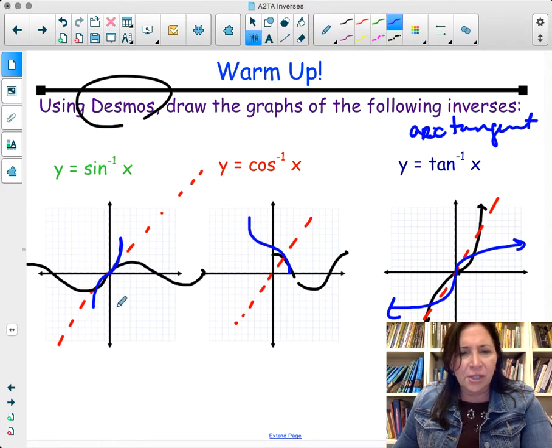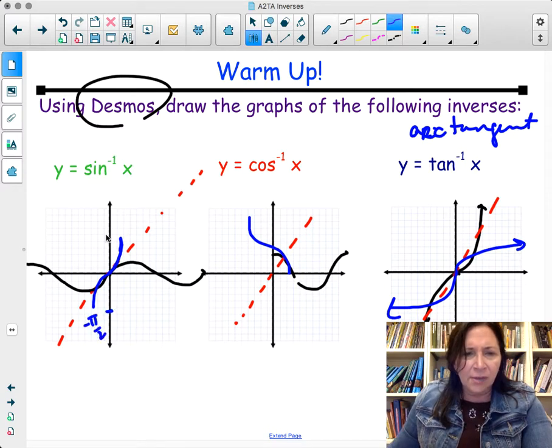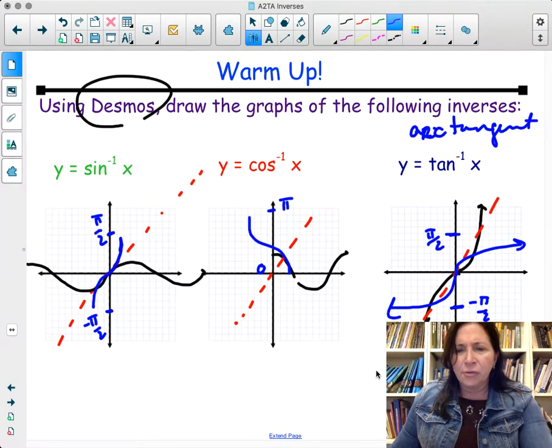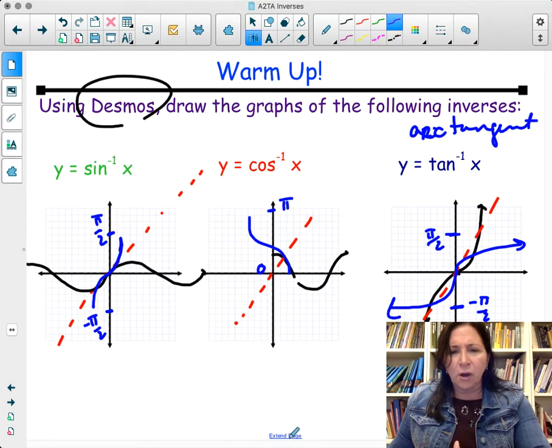So we have restrictions, meaning this value down here being negative pi over 2, this value up here, pi over 2. For this one, this value here is 0, and this value here is pi. And down here, we have our asymptote flipped also, so this is going to be negative pi over 2, and this value up here, pi over 2. Those are our restricted domains. That's what we call a restricted domain.